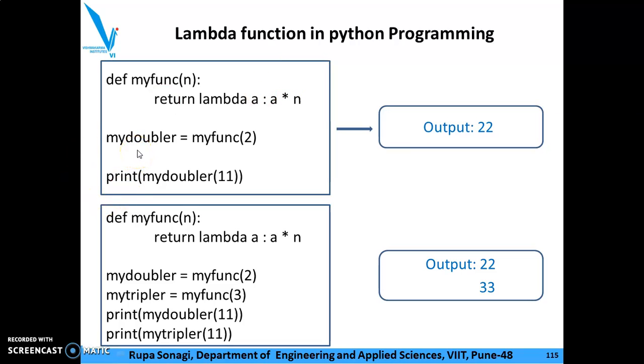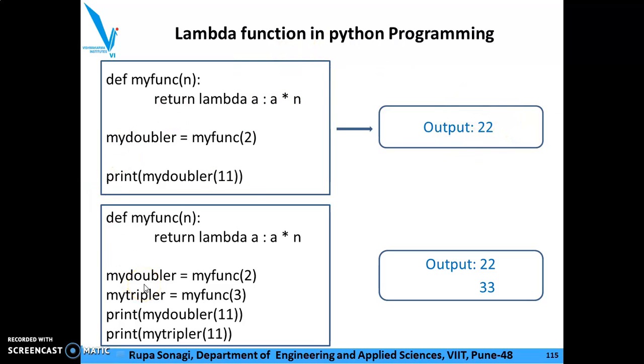So when I say my doubler equals my function 2, it means that n is now 2, so it will perform a into 2. When I call print my doubler 11, the argument 11 is passed through this function. The result is that it returns the value of 11 into 2, that is 22. So it returns the output as 22.